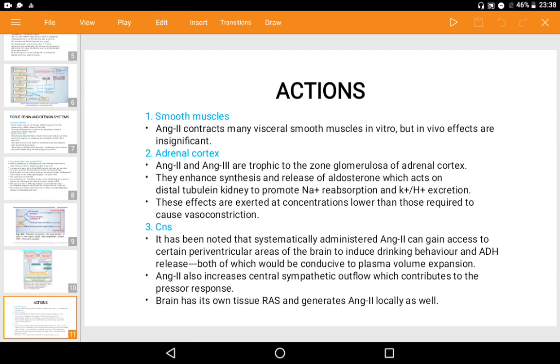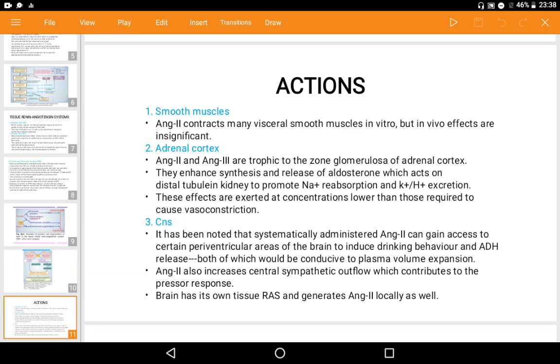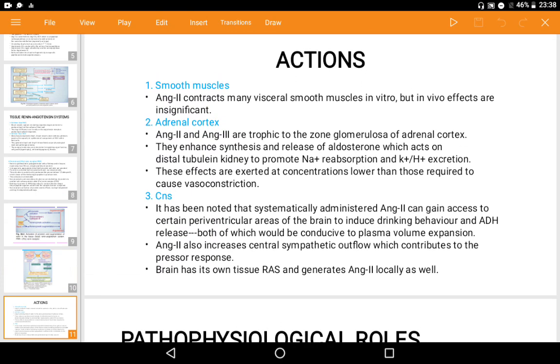CNS. It has been noted that systemically administered angiotensin II can gain access to certain periventricular areas of the brain to induce drinking behavior and ADH release, both of which would be conducive to plasma volume expansion. ANG2 also increases central sympathetic outflow, which contributes to pressor responses. The brain has its own tissue RAS and generates angiotensin II locally as well.